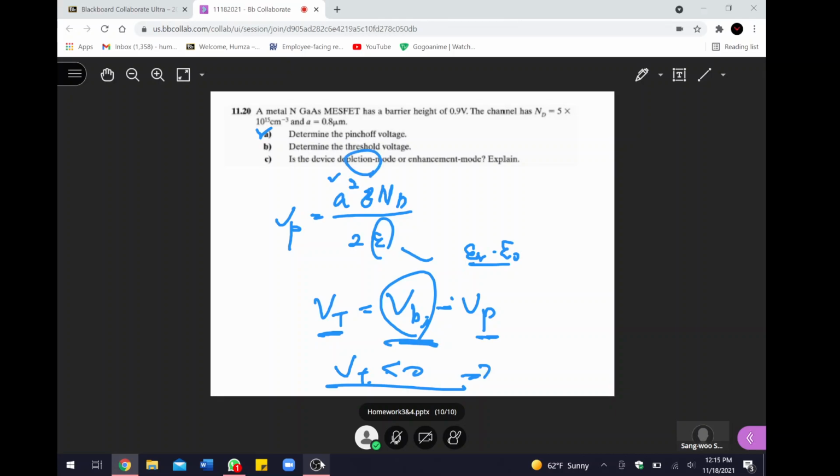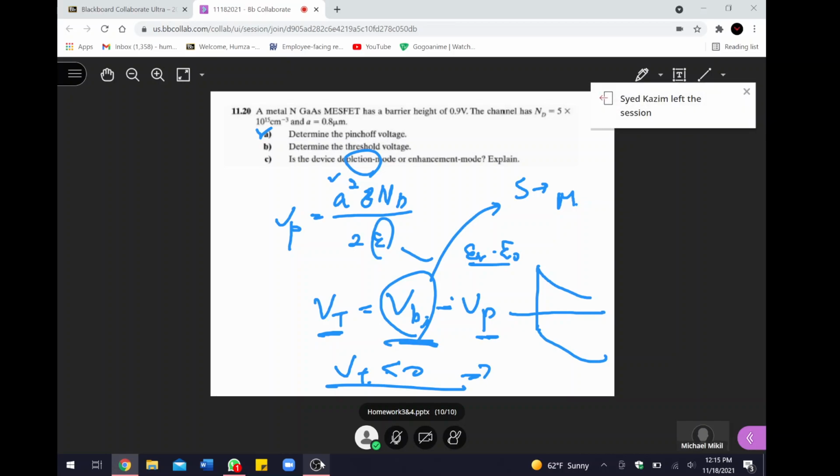Okay, Michael, is there a question? Professor, VBI in this case is the barrier height, right? This VBI is the barrier height from the semiconductor to the metal. So basically in this case it's given and it's 0.9. Is it given? Let me see. Yeah, it says that. Oh no, it's not given. That's the metal barrier height.